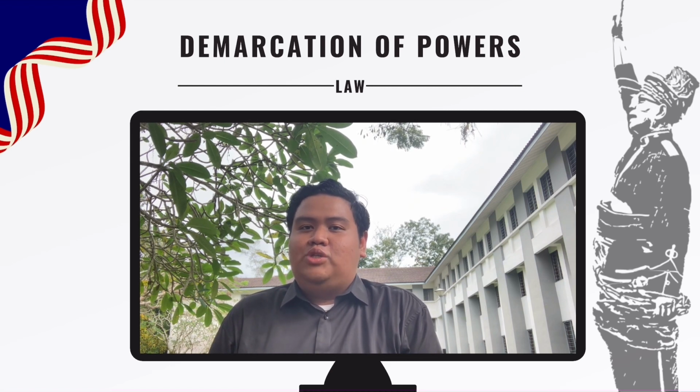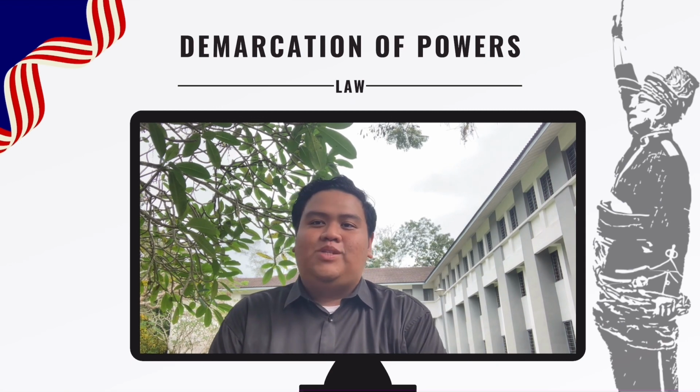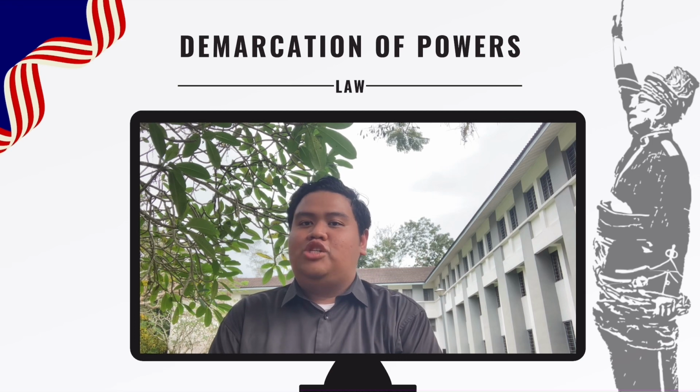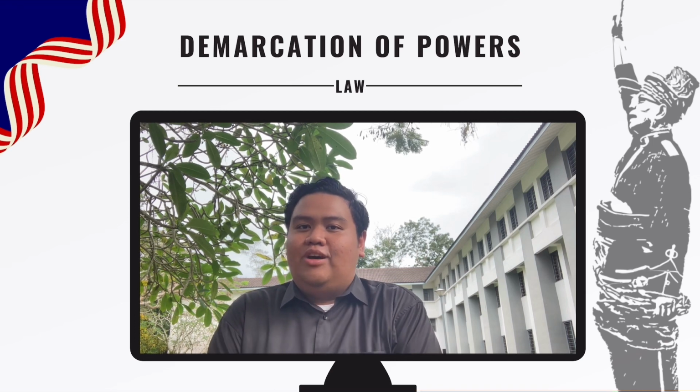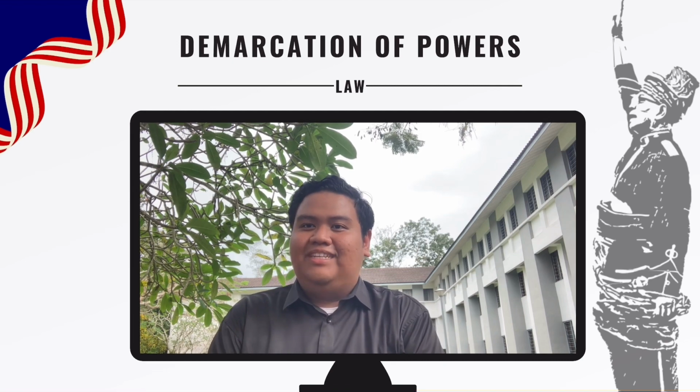Article 74, Clause 2 of the Federal Constitution states that the legislature of a state may make laws with respect to any matters enumerated in the state list or the concurrent list. Both articles clearly distribute the power of making laws to the Parliament at the federal level, while the State Legislative Assembly at the state level.